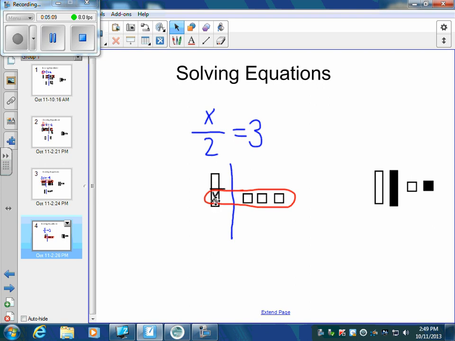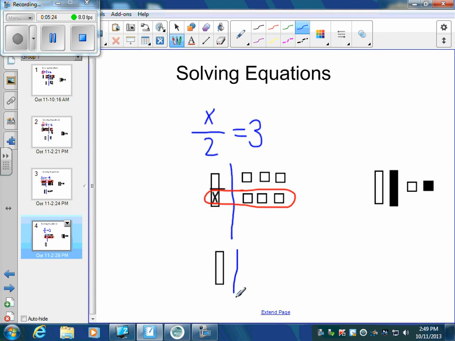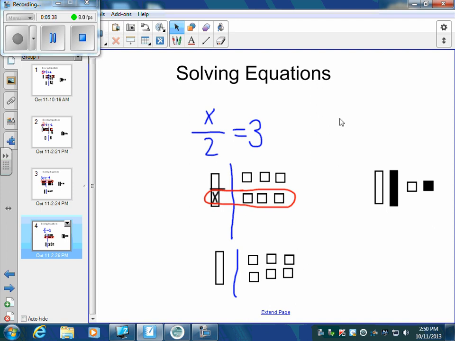I have two sections. So if the bottom half equals 3, then the top half also has to equal 3. So in this case, 1 whole x equals the 6 tiles. And if we plug that in, 6 divided by 2 equals 3.